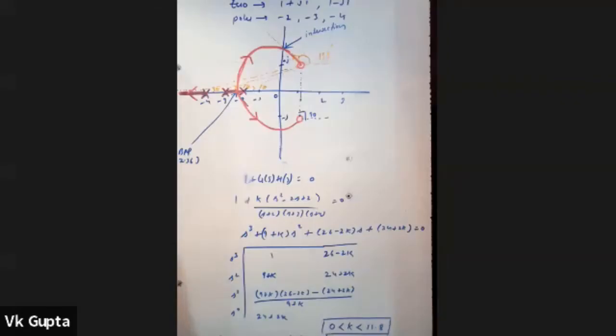Please repeat this numerical again with some other values, especially the breakaway point and imaginary intersection. These two are the most important steps in our root locus. Please practice the calculations once, because this is a 20 marks question. One single question is 20 marks. So if you are done with the questions, and if there is no doubt, you can exit the class.